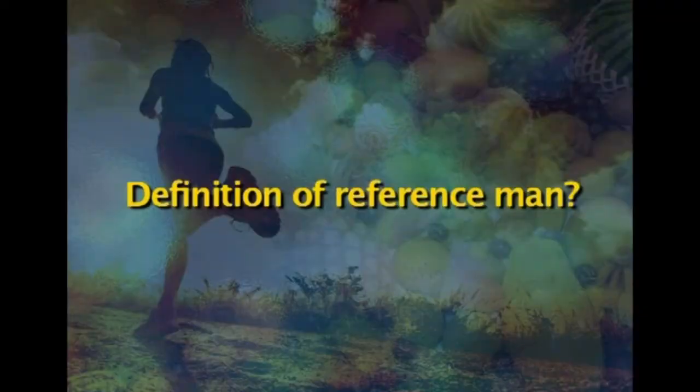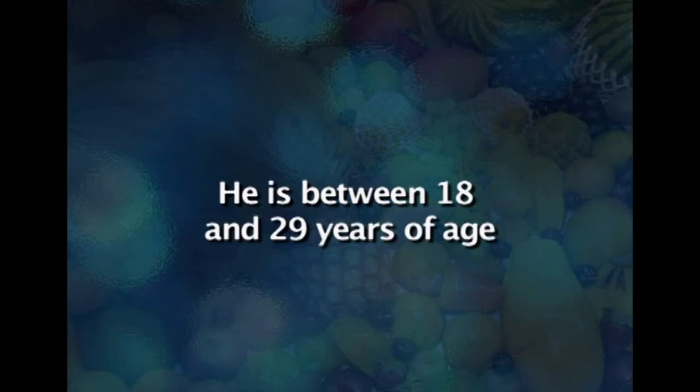So let us look into the definition of reference man. Reference man is between 18 and 29 years of age. Now this is very important. We cannot have a reference man below 18 years because that is still the growth period. After 29 years, that is 30 years, the BMR starts dropping. So it is very important that we define that he is between 18 and 29 years of age.